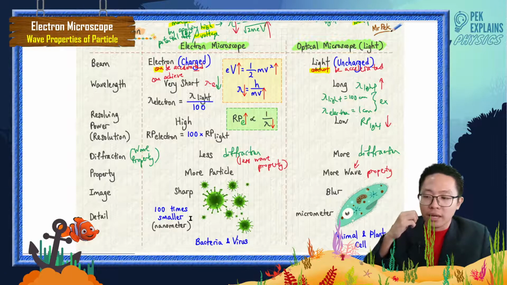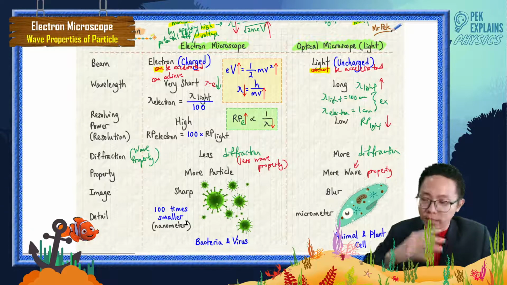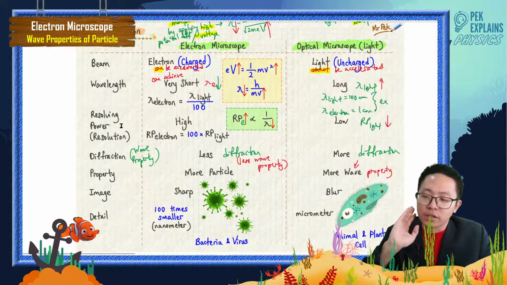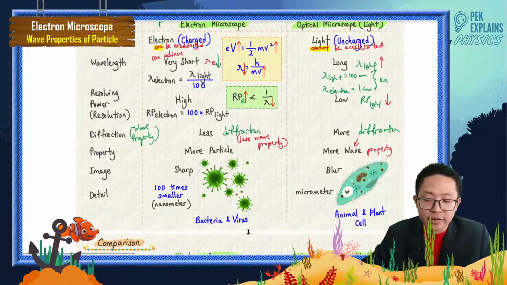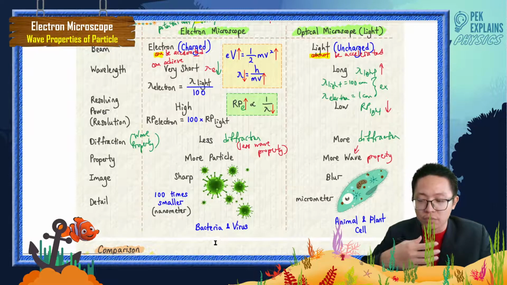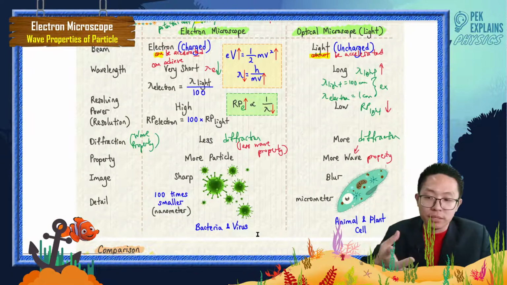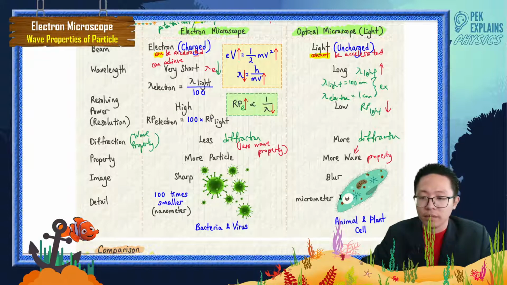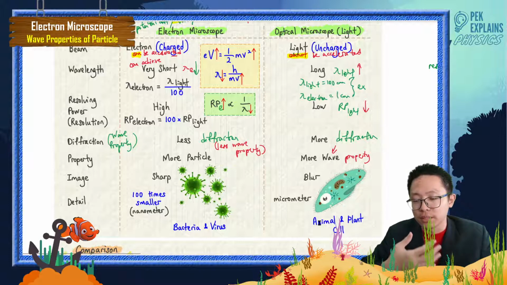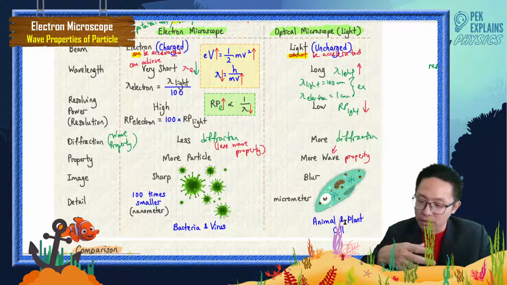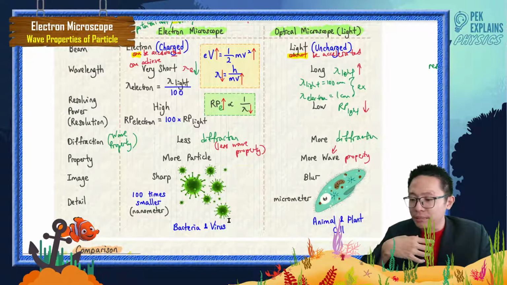If the resolving power is 100 times stronger, it means you can see things 100 times smaller. Like bacteria and viruses can be observed by the electron microscope. Bacteria and viruses cannot be seen by the optical microscope. The optical microscope can only see animal cells and plant cells. And I don't think the structure inside the cell can be seen. Maybe the big nucleus, but you don't see the details.